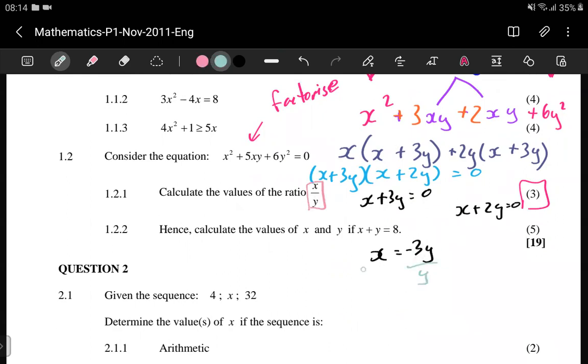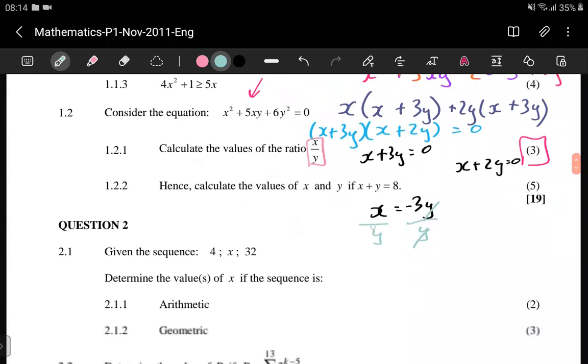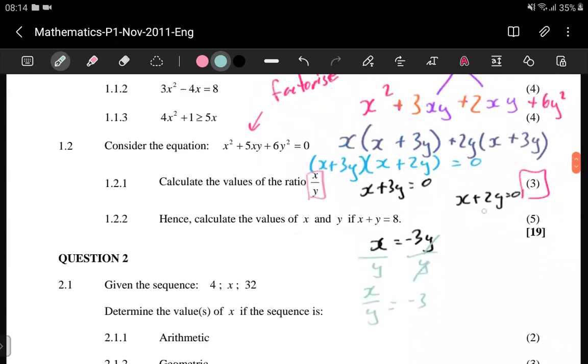Meaning here you can divide by y, here you can divide by y, and the y's cancel out. You have x over y, which is going to be -3. For the other one, you do the same: x equals -2y, divide by y on both sides, and x over y is going to be -2.